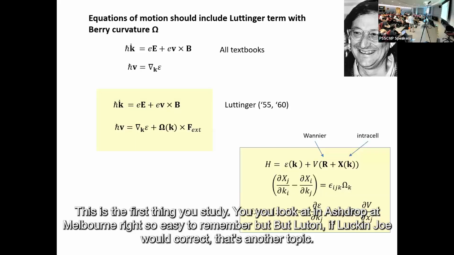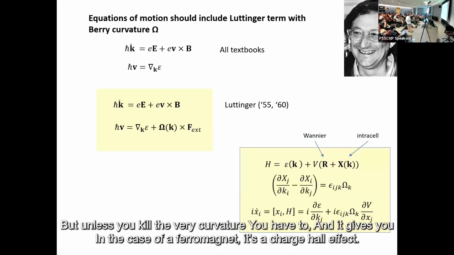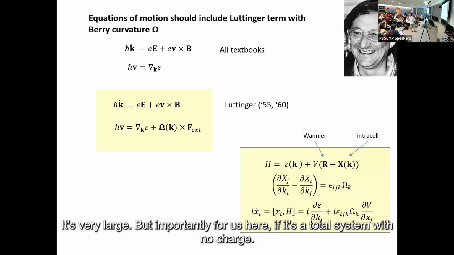But if Luttinger were correct, there's another term. This is the Berry curvature term. I propose we call it the Luttinger term. And it lends a nice symmetry between the two equations. But unless you kill the Berry curvature, you have to contend with this term, and it gives you a Hall effect. In the case of a ferromagnet, it's a charge Hall effect that's very large.